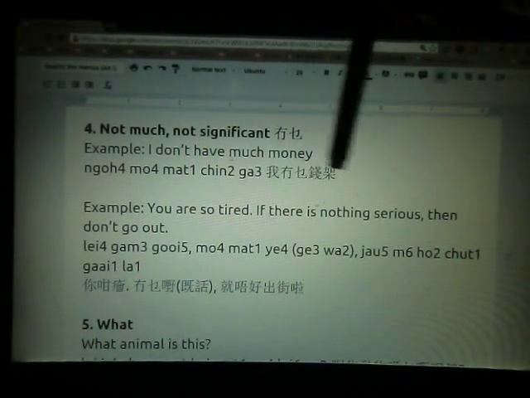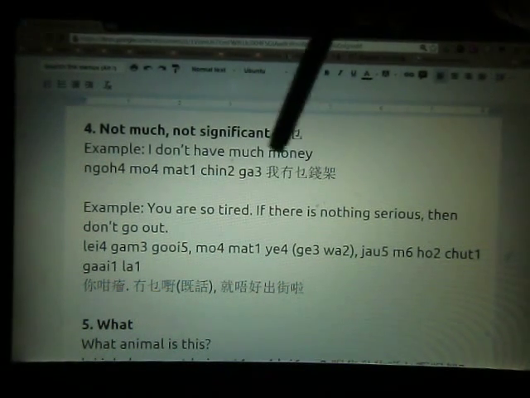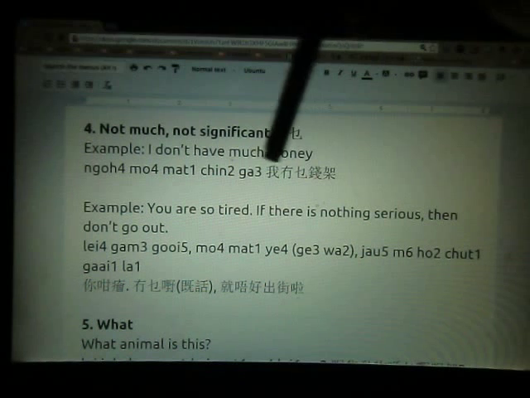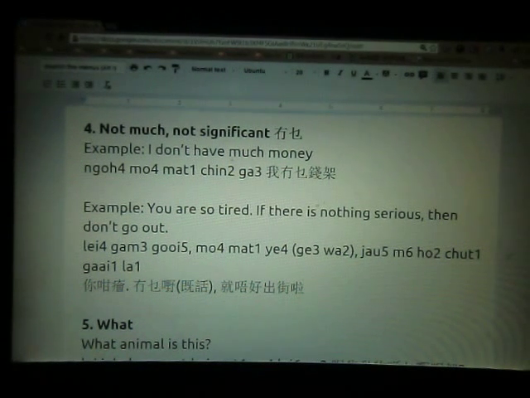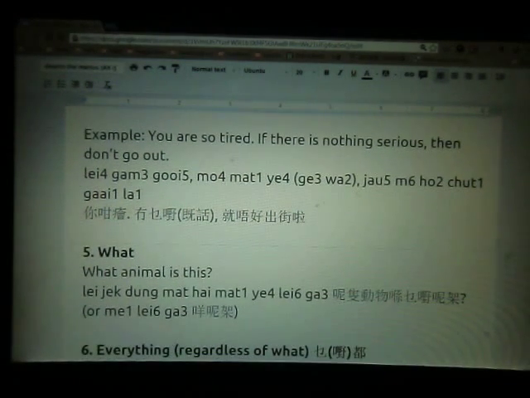我冇乜錢㗎。I don't have much money. 我冇乜錢㗎。Or sometimes you say 我冇乜錢㗎咋。咋 means that something is deficient, right? 我冇乜錢㗎咋。我冇乜錢㗎。Right, for example, another example, you are so tired. If there's nothing serious, then don't go out. How to say it in Cantonese?